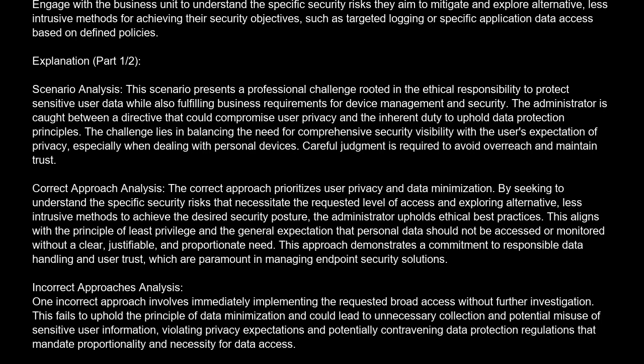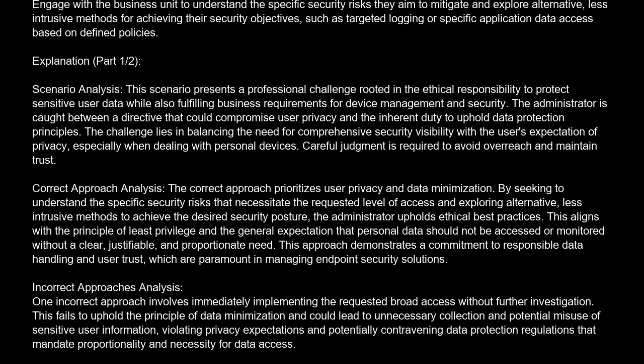The correct answer is B. Engage with the business unit to understand the specific security risks they aim to mitigate and explore alternative, less intrusive methods for achieving their security objectives, such as targeted logging or specific application data access based on defined policies.